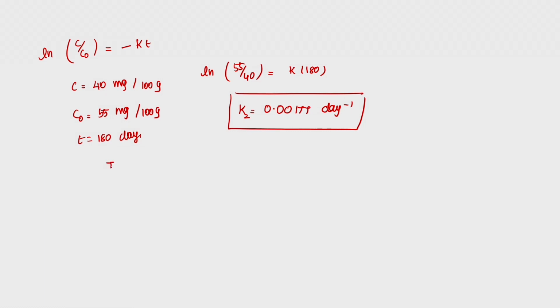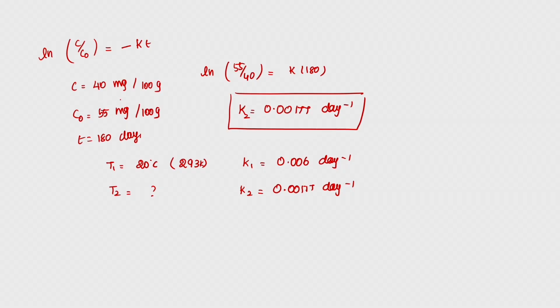So, now I know what is T1. T1 is nothing but 20 degree, and remember it should be mentioned in Kelvin, right. Because my E, R, everything is specified in Kelvin. So, 273, so this becomes 293 Kelvin. So, I do not know what is my T2, but here I know K1, which is nothing but 0.06 day power minus 1. So, K2 I found out, which is nothing but 0.00177. So, if I store it for 180 days, and my concentration has to reduce to the level of 40 milligrams per 100 gram, then my K2 should be this.